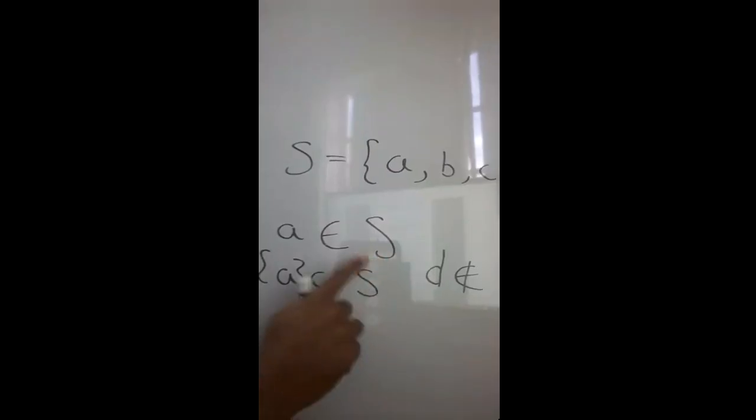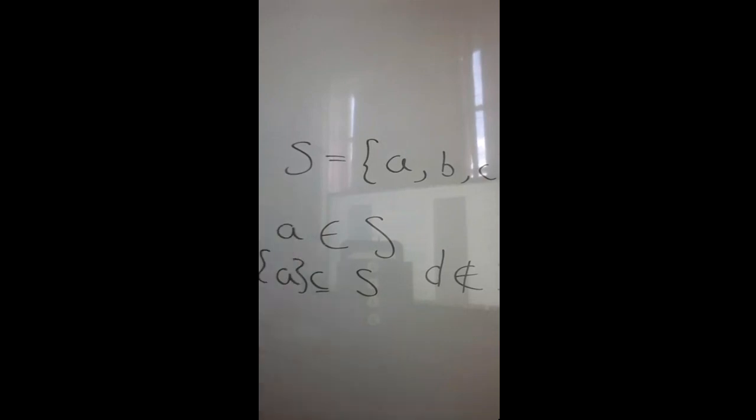So once you see some object written, could be a number, could be a letter, whatever it is, this means member of or an element of. So this A is an element of set S. Oh, sets are always denoted with capital letters. Remember that. I forgot to mention that. A set is always denoted by a capital letter. So there's a capital S.